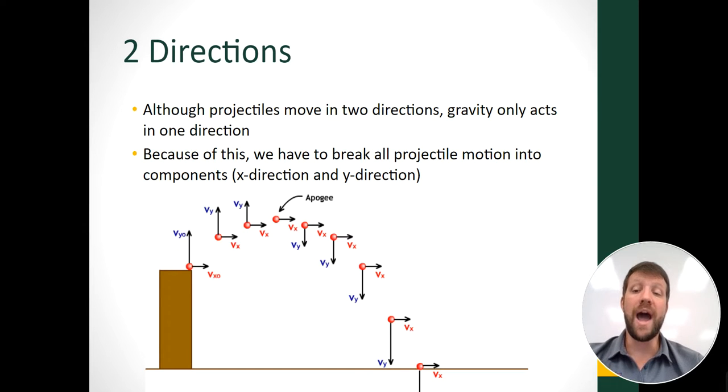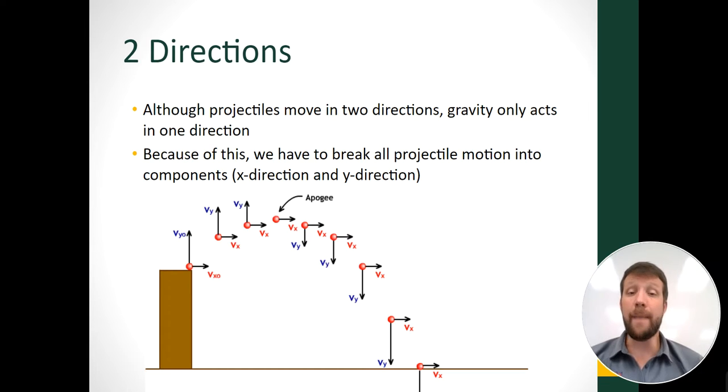Notice that the y velocity gets smaller until we get to that point known as the apogee, and then increases as it falls downwards. That's because as it goes up, the acceleration due to gravity slows it down to be 0 at that apogee point, and I'll further define that in just a moment, and then increases the velocity in the y direction as it falls downwards until it hits an object.